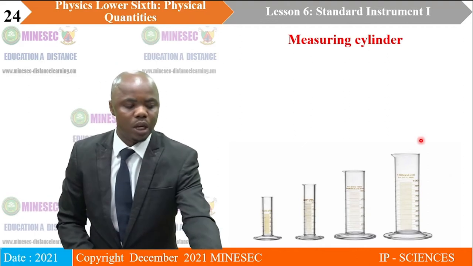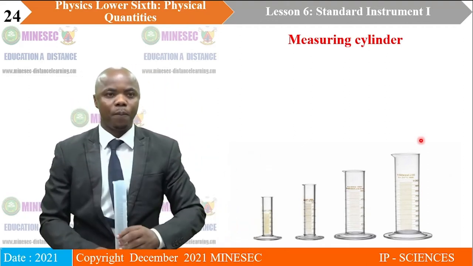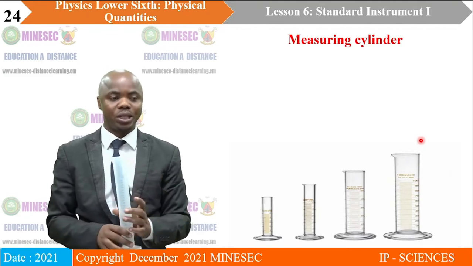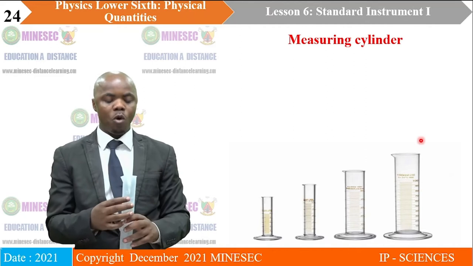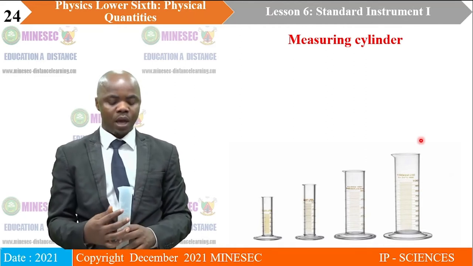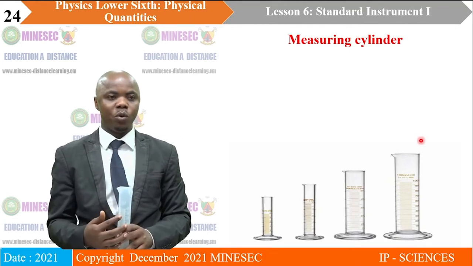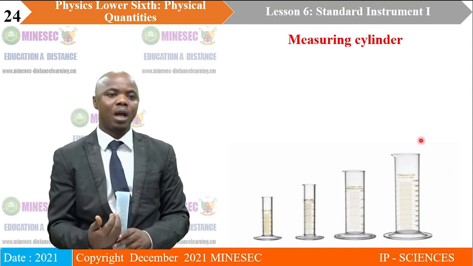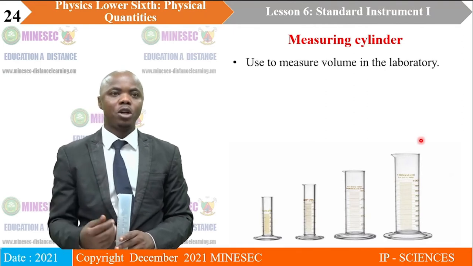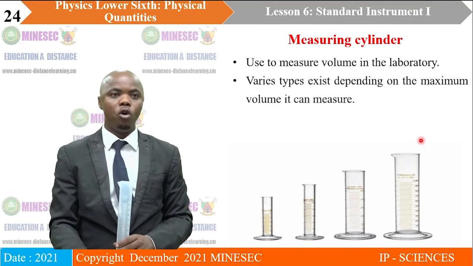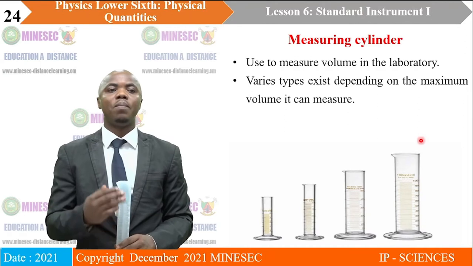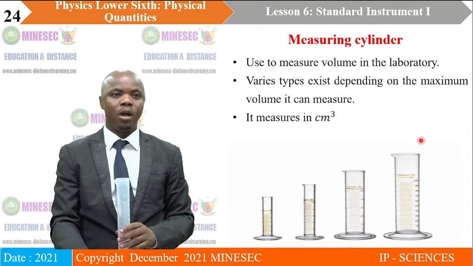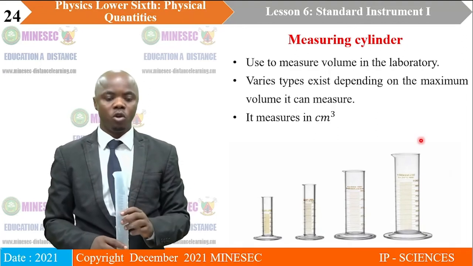Next is a measuring cylinder. This is a measuring cylinder. There are different types depending on the volume. The measuring cylinder is used to measure volume. There are different sizes of measuring cylinders in the laboratory. The one I'm holding is 250 milliliters. Even though it is written milliliters, we know that 1 milliliter is equal to 1 centimeter cube. So in physics, we express our measurements in a measuring cylinder in terms of centimeter cube, not milliliters. The various types exist depending on the maximum volume it can measure. We have bigger ones that can measure 1,000 cubic centimeters of a liquid.